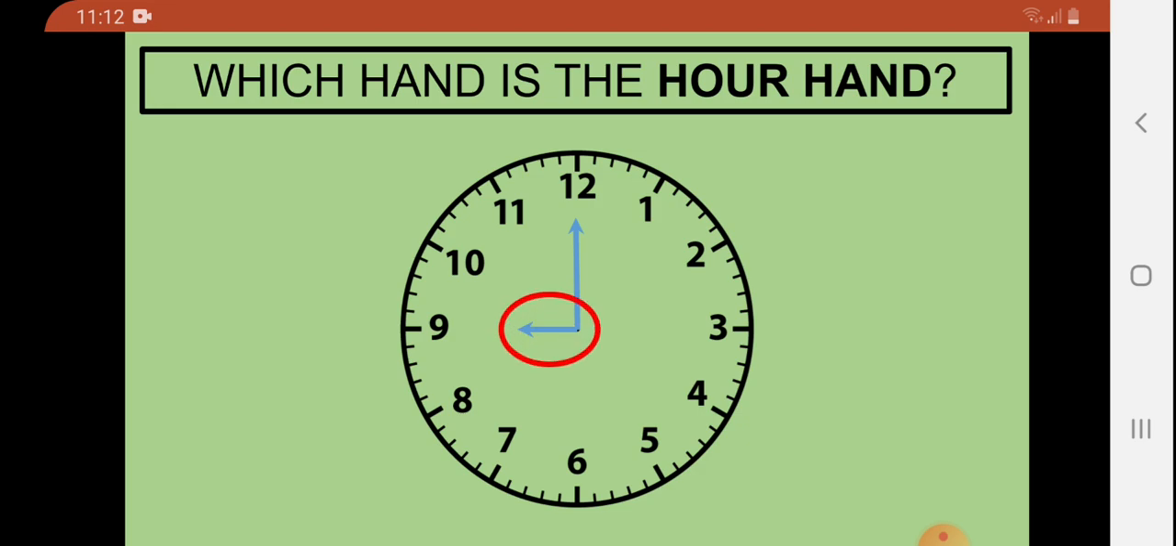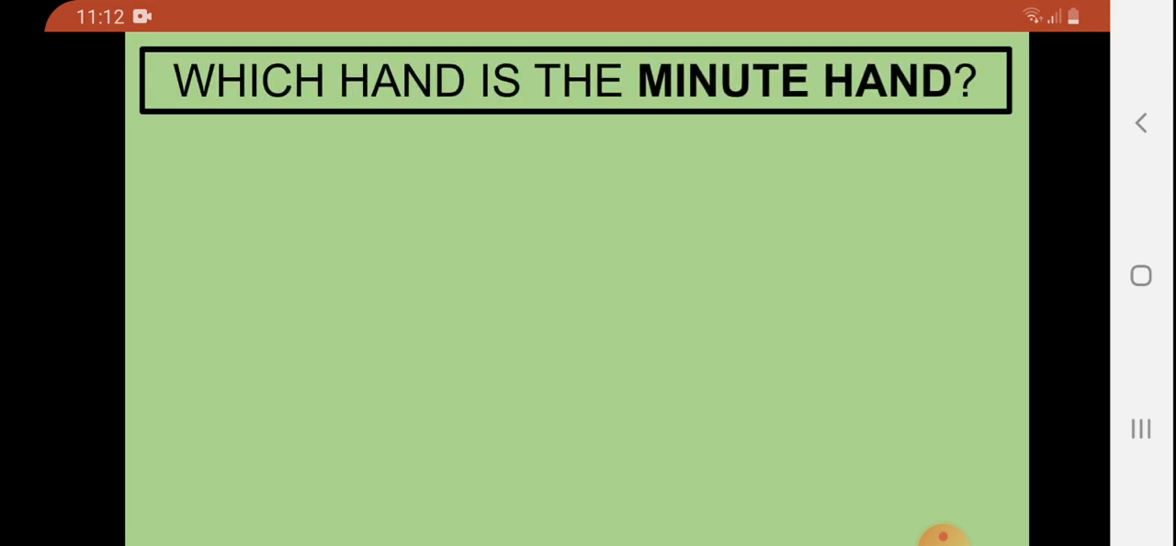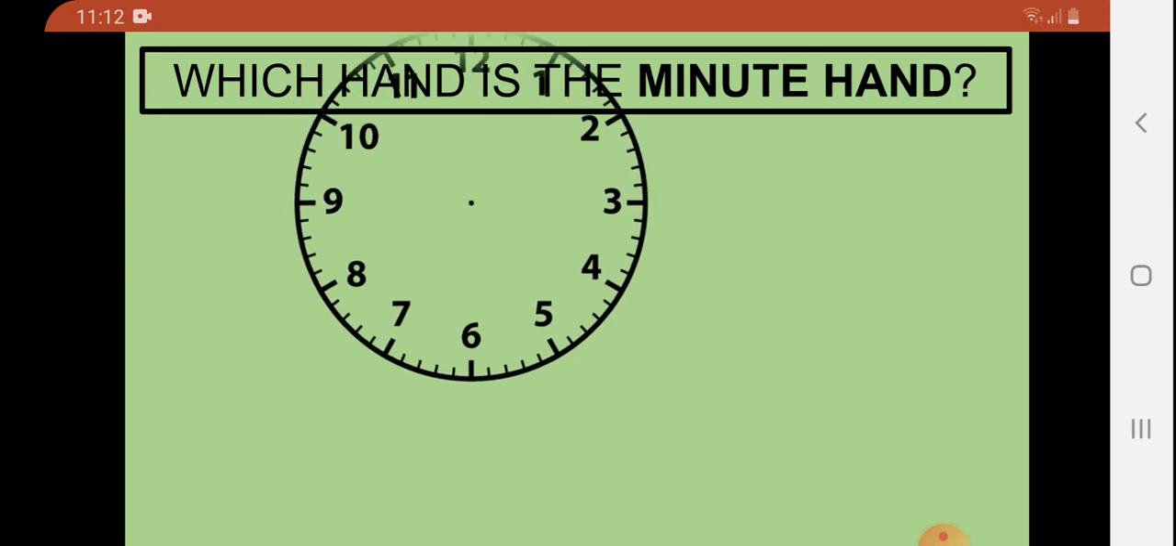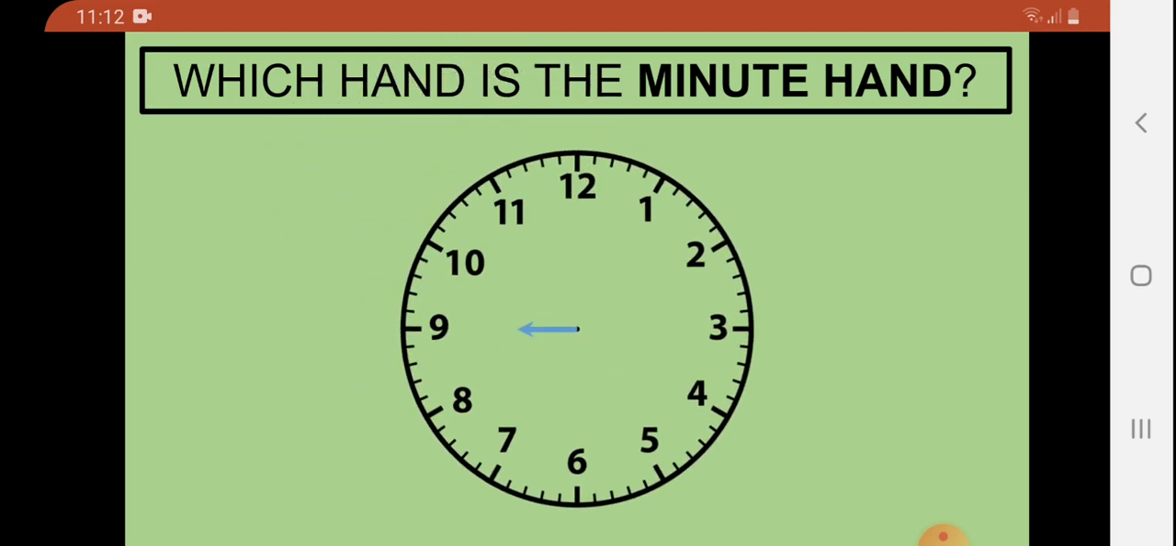Perfect. The hand that is being circled in red is actually the hour hand, the shorter hand. Therefore, the purpose of the hour hand is to show us how many hours have passed. Not minutes, but hours. Now, the minute hand, if it's not one, it's the other. It's the longer hand, and the minute hand is responsible for telling us how many minutes have passed.